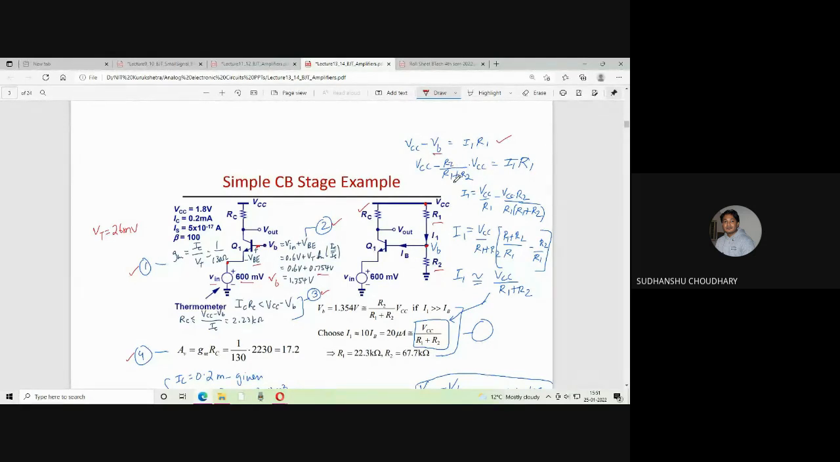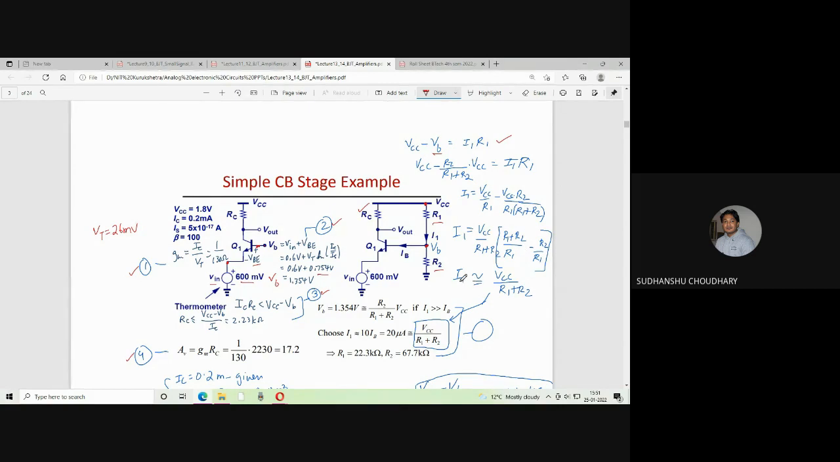VCC multiplied by R2 by R1 plus R2. So from this one can find I1. So I1 is this much. Further one can transform this I1 to VCC by R1 plus R2, multiplied by this term. If I ignore this term in the bracket, then I1 is equal to VCC by R1 plus R2. Let us say this term is small.